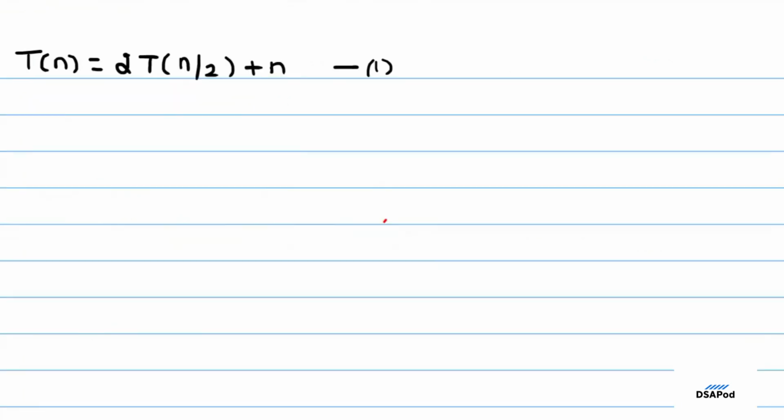Let's see another example. T of n equal to 2 t of n by 2 plus n. This is an example recurrence relation for merge sort. So we have to find T of n by 2. So substitute n equal to n by 2 in equation 1. That will be 2 times 2 T of n by 4 plus n by 2.